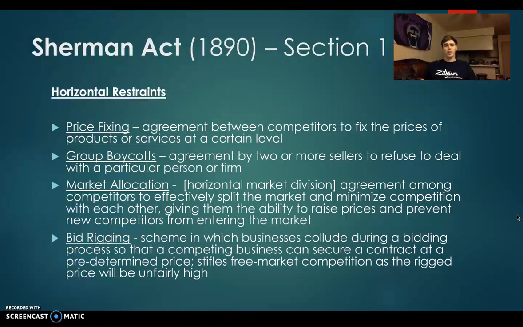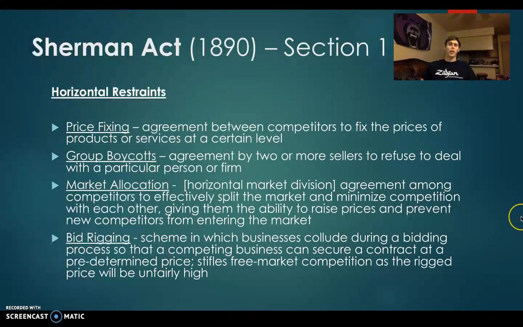Market allocation. Now, I believe this one is referred to in the textbook as horizontal market division, but it's an agreement among competitors to effectively split the market and minimize competition with each other, giving them the ability to raise prices and prevent new competitors from entering the market. So this would be if Wilson had a meeting with Spalding and they said, as Wilson, we're just going to make basketballs, and why don't you guys, y'all can just make footballs, and we won't have to compete with each other. We'll just dominate the market.